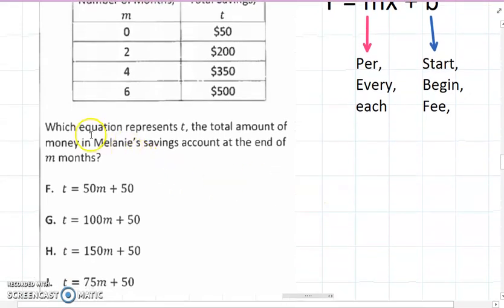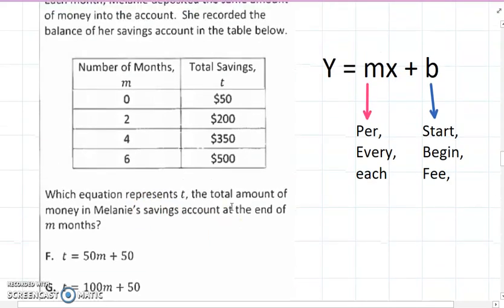It says, which equation represents T, the total amount of money in Melanie's savings account at the end of M months? F says T equals 50 times M plus 50. G, T equals 100 times M plus 50. H, T equals 150 times M plus 50. And J, T equals 75 times M plus 50.